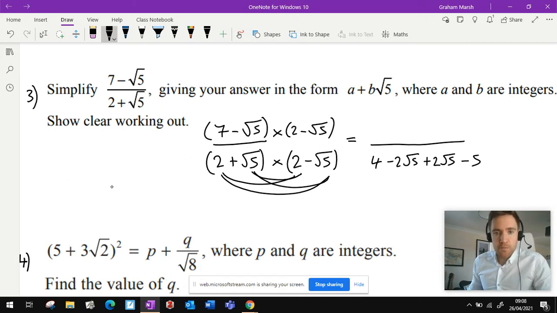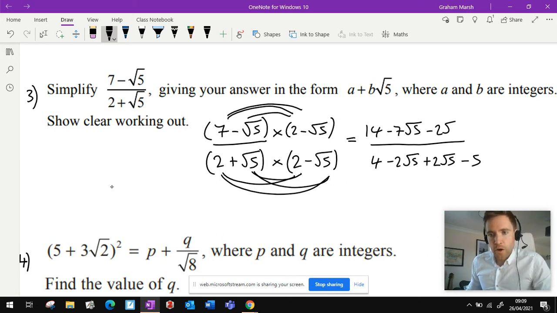On the top, the same sort of method. So we're going to get 14. We're going to get subtract 7 root 5. We're going to get subtract 2 root 5. So the surds are not going to cancel out on the top, but that's okay. You can have surds on the top of a fraction. And then we've got plus 5 there as our final term. Negative root 5 times negative root 5.